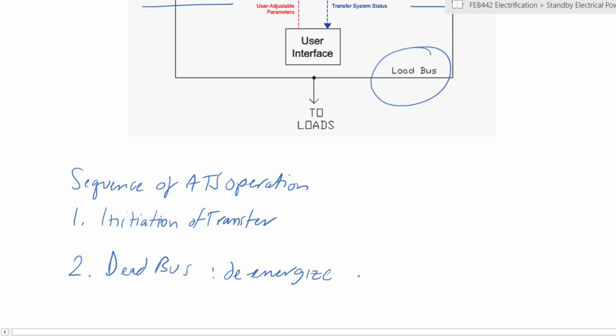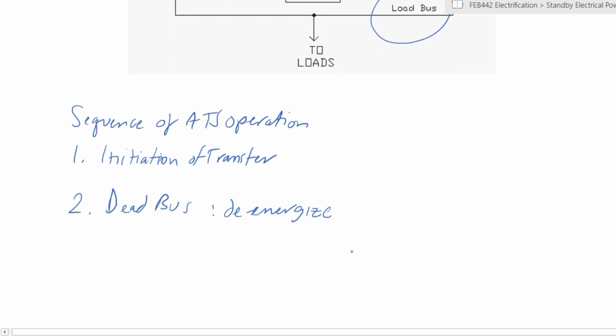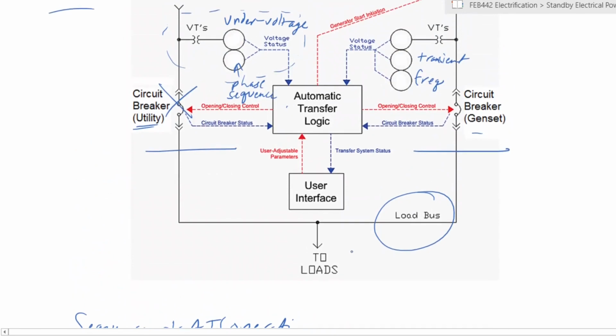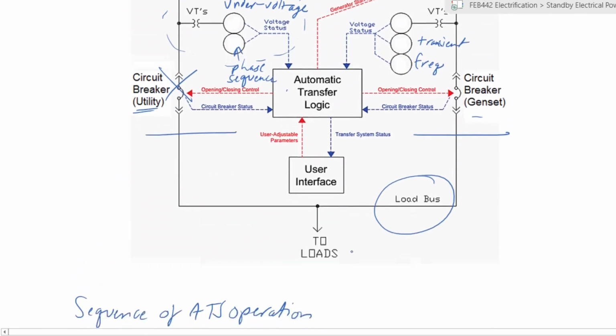You de-energize the load bus. Essentially, this step is a point where you give a time delay for any residual, for example, capacitive currents that are flowing, any inductive currents that are flowing, for them to die down to the point where the voltage of the load bus is zero. There are no currents flowing. This is to ensure that your system is safe and it can be switched into the next step.